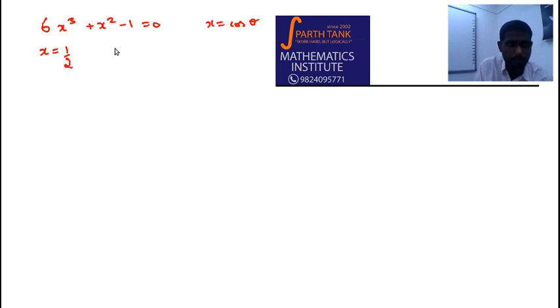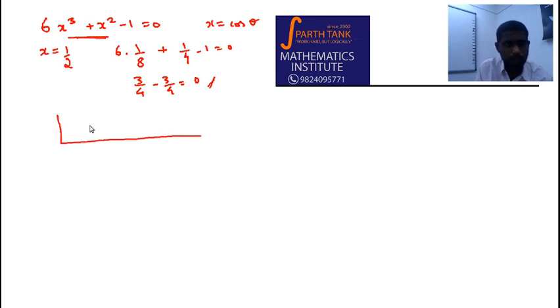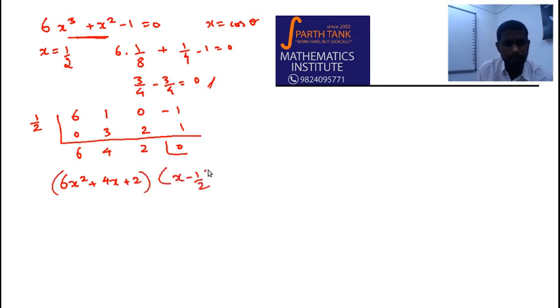Because if I put 1 by 2 here, I get 6 into 1 by 8 plus 1 by 4 minus 1 is 0, or 3 by 4 minus 3 by 4 is 0. It is 0 is 0, right? So 1 by 2 is a root to this equation. So how to find the remainder? I always use synthetic division. 6, 1, 0, minus 1 and 1 by 2, 0. So 6, 3, 4, so 2, 2, 1, 0. So the remainder is 6x squared plus 4x plus 2 into x minus 1 by 2 is 0.